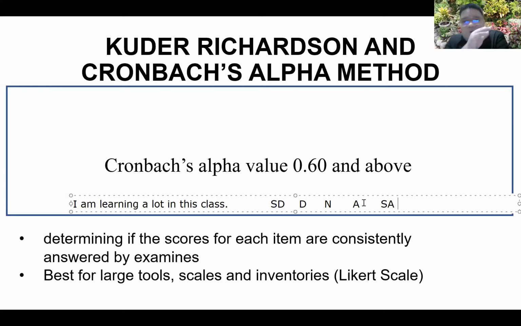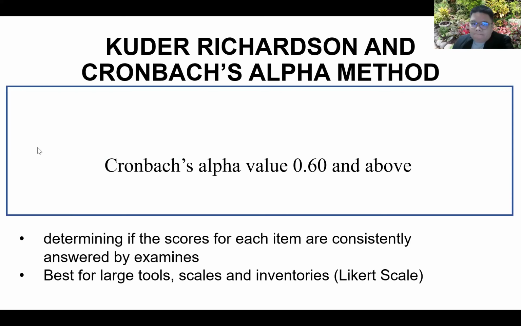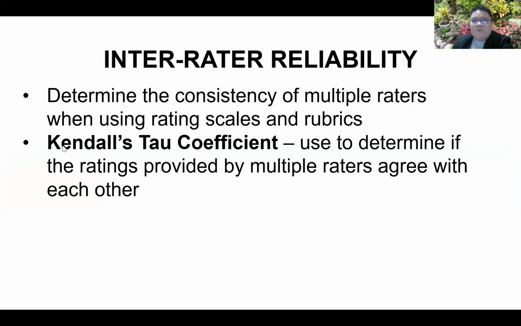It's usually a continuum of answers from 1 to 4 or 1 to 5. Okay? And when you have these examinations or assessment, the reliability of that assessment is best to be assessed using your KR or your Cronbach-Alpha. Is there any question? Okay, wala. Now, let's talk about your inter-rater reliability.